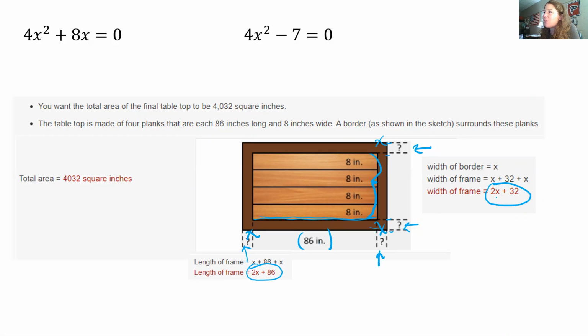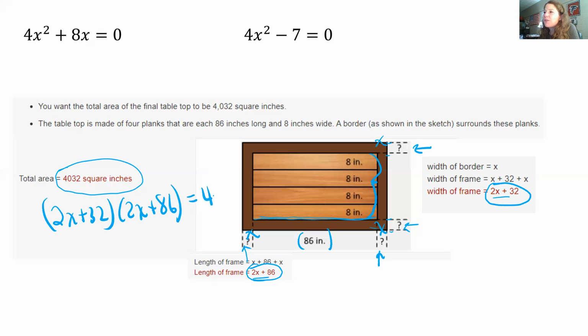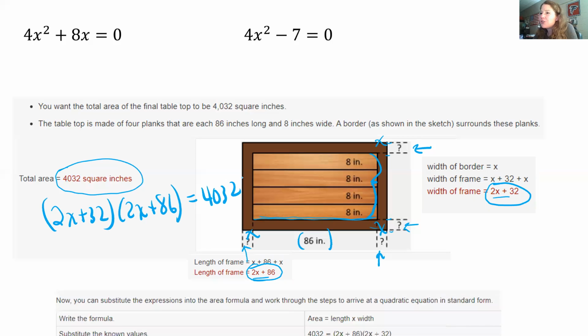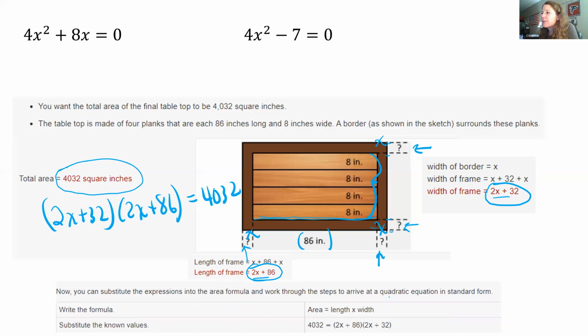Now that we have our length and our width, if we multiply those together, it should equal 4,032 square inches. So we take 2x plus 32, multiply it by the length of 2x plus 86, and that should equal our total area of 4,032 square inches. That's what this tells us to do right here. So we have to use this formula in order to solve for our unknown borders.